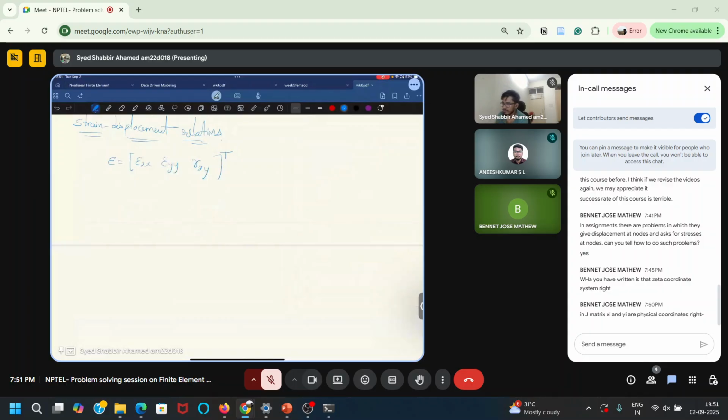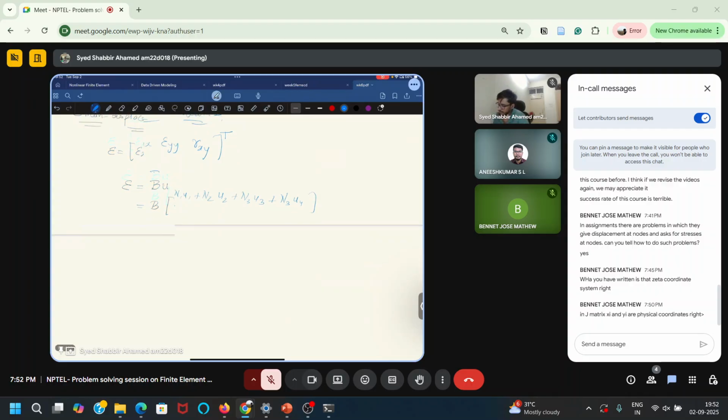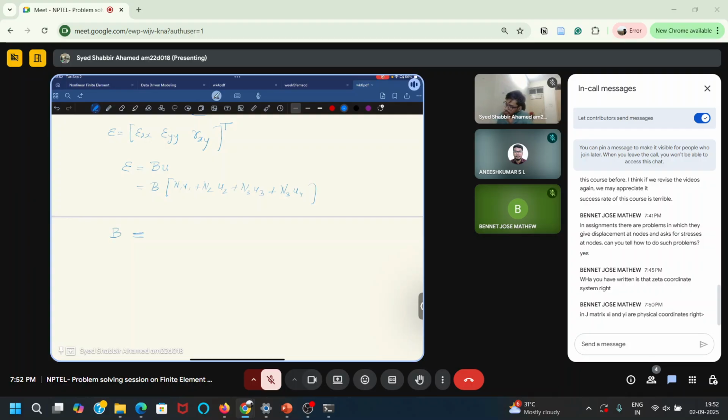I can write the strain vector like this: epsilon is equal to B into u. B is nothing but the derivative operator. And u is nothing but n1 u1 plus n2 u2 plus n3 u3 plus n4 u4, something like that. You can take the derivatives.